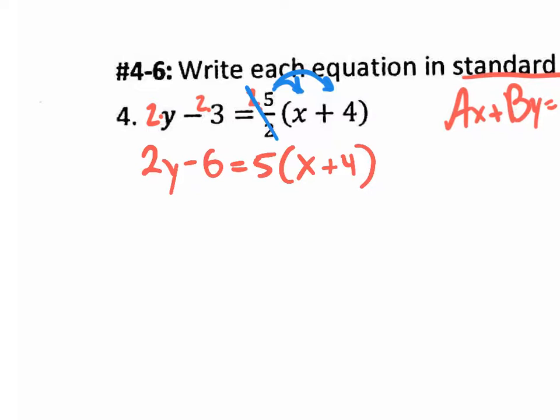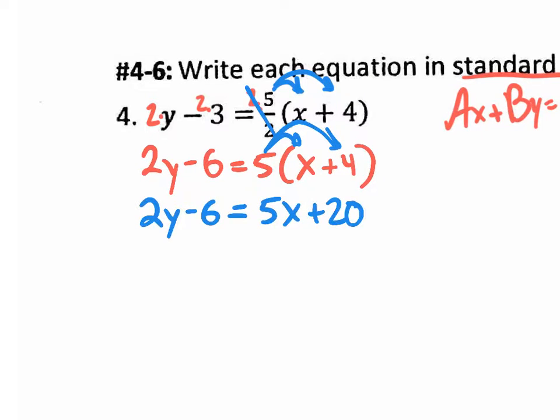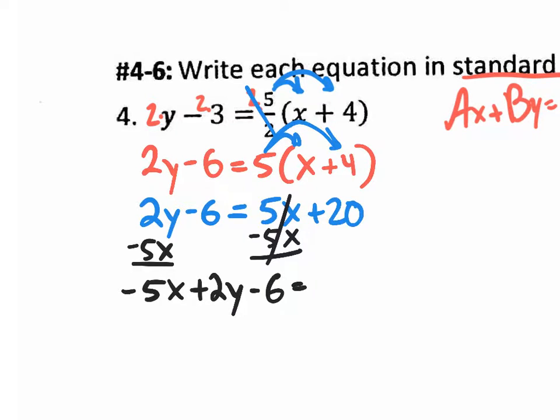And like we said, you have to distribute. So that 5 needs to get distributed. 5 times x is 5x. 5 times 4 is 20. Bring down the equal sign. Bring down everything. Now, what are we trying to write it again in? Slope-intercept or standard? Standard. So we want the x's and the y's to the left. So let's subtract 5x. Subtract 5x. And I'm going to rewrite it so we don't get confused. We have a negative 5x plus 2y minus 6 equals 20. 20 is the only thing left on the right side.